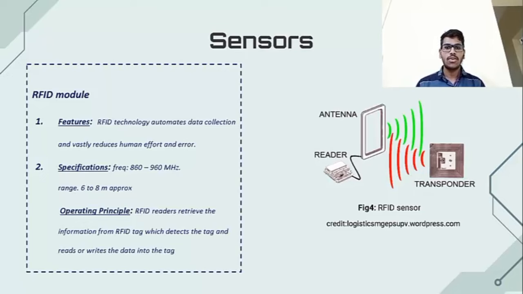Feature: RFID technology automates data collection and vastly reduces human effort and error. Specification: the frequency range of the RFID module is from 860 MHz to 960 MHz. The maximum range it can operate is from 6 meter to 8 meter. Operating principle: the RFID reader retrieves the information from the RFID tag, which detects the tag and reads or writes the data into the tag. The reason behind choosing this sensor is that with only IR and ultrasonic sensor the bag can follow anybody, but if we attach this sensor in our system, the security will be increased, because the RFID tag, which has a unique number, will be carried by the owner of the bag only. So the bag only follows the owner.